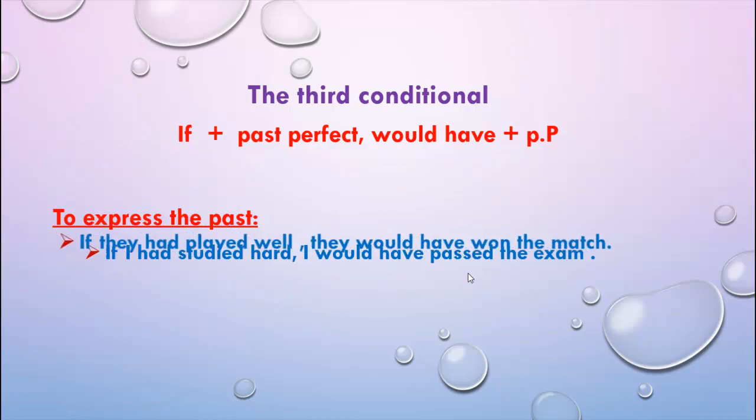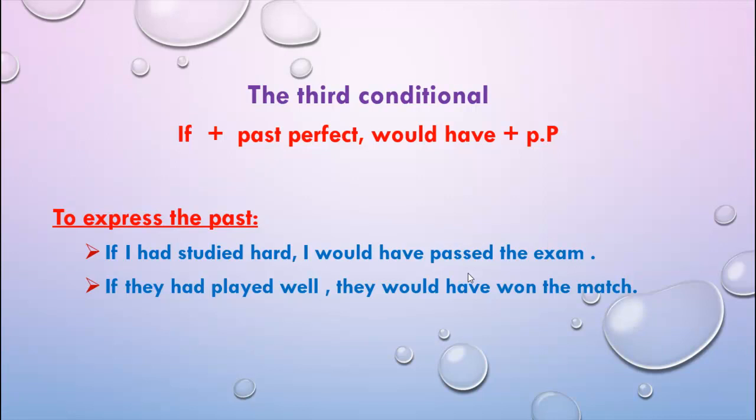I have another example. If they had played well, they would have won the match. I'm speaking about the team I supported yesterday. They lost the match because they played very badly. So today when you ask me about my opinion, I will say if they had played well, I'm speaking about yesterday's match, so I'm speaking about the past. If they had played well, they would have won the match.